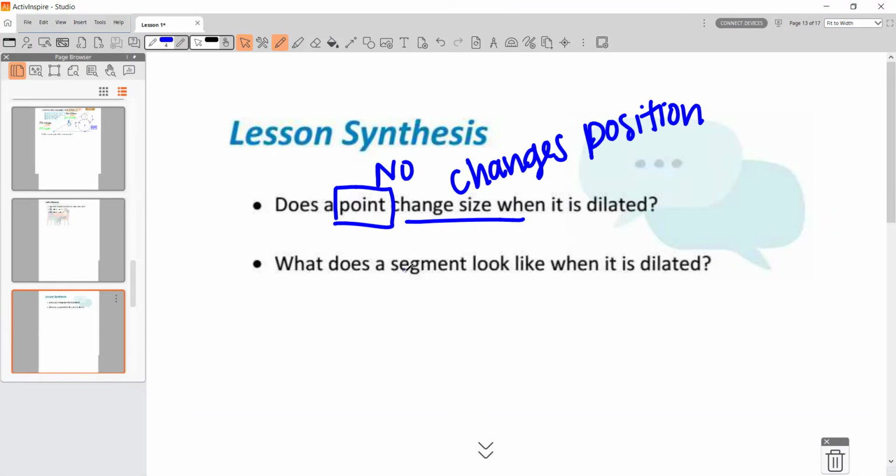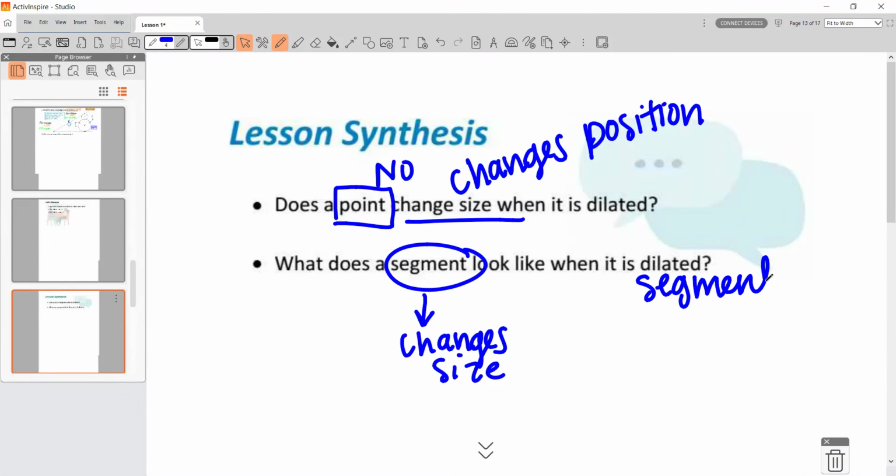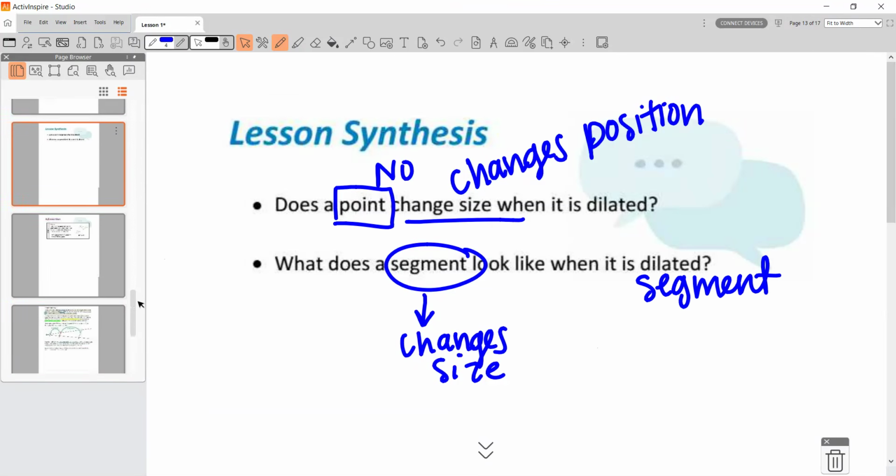What does change size is a segment. So a segment changes size. It gets bigger or smaller, but still looks like a segment. So what does it look like when it's dilated? Itself, just bigger or smaller. So points don't change size. Segments will still look like segments. They'll just be bigger or smaller.